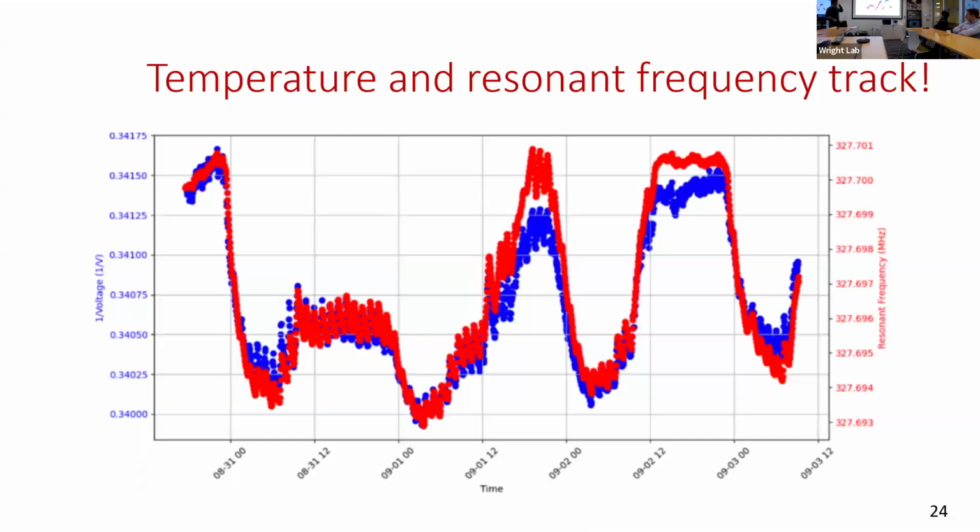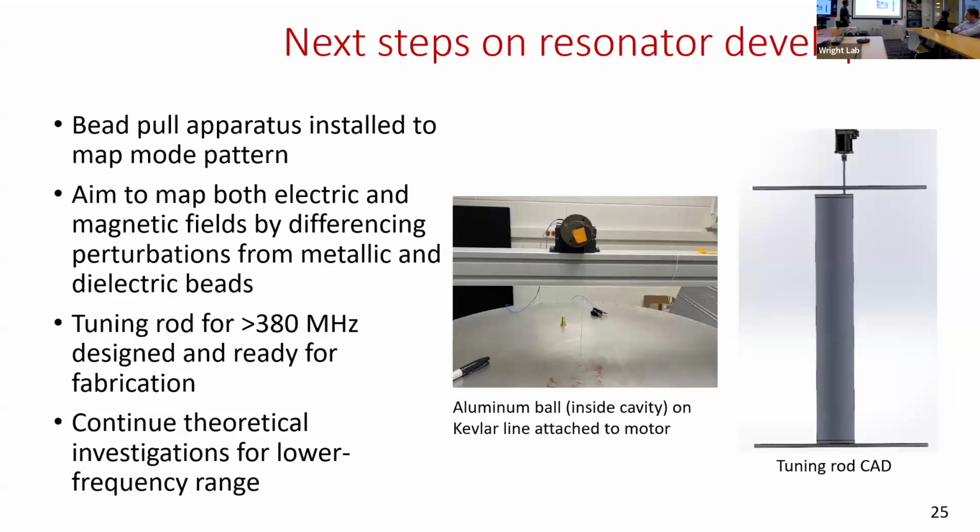So what we did was we attached a thermometer to the cavity, this linear temperature to voltage transducer. And as you can see, the temperature, which is essentially in blue here, and the resonant frequency, they almost track perfectly over a period of 4 days. So this informs the level of background variation that we have in our resonance frequency, these kilohertz scale drifts.